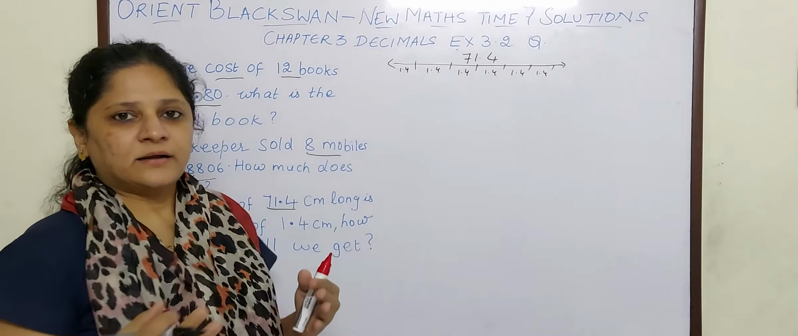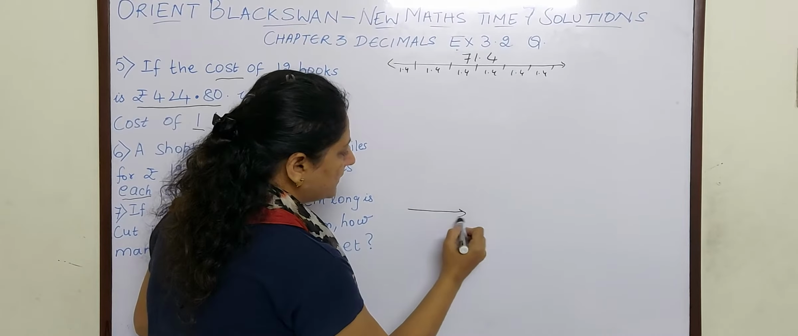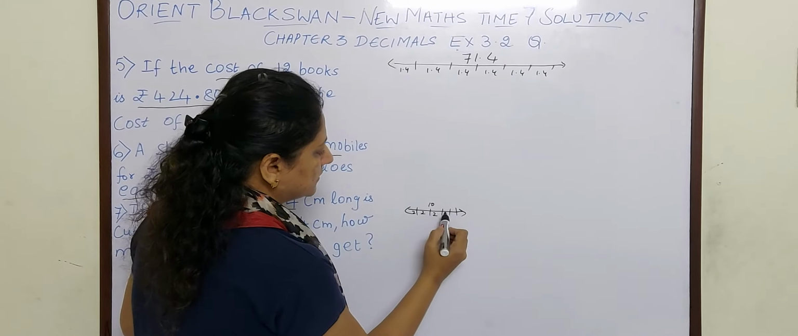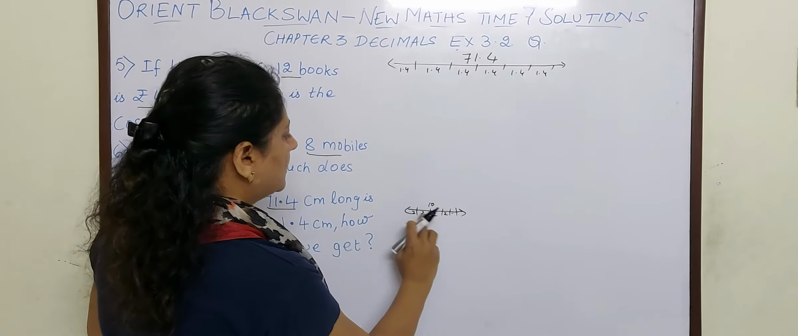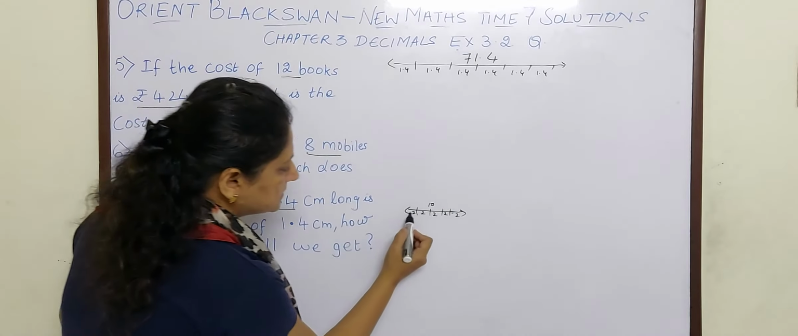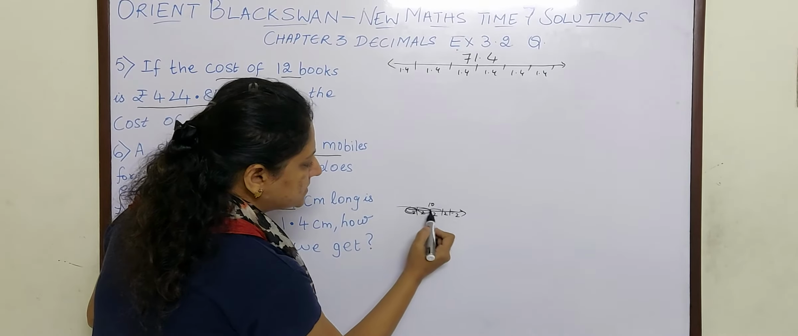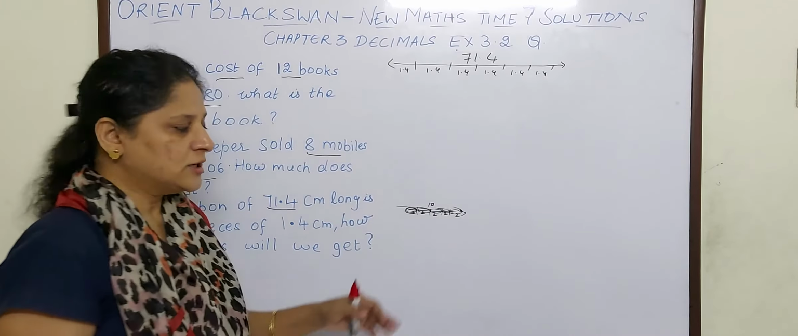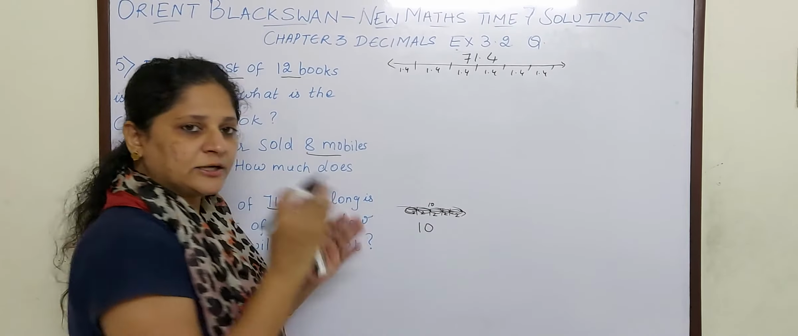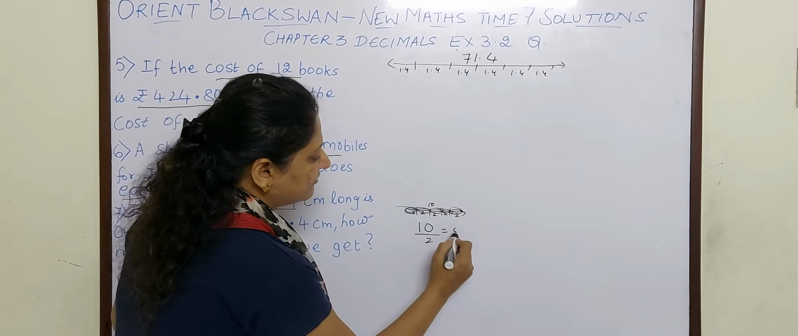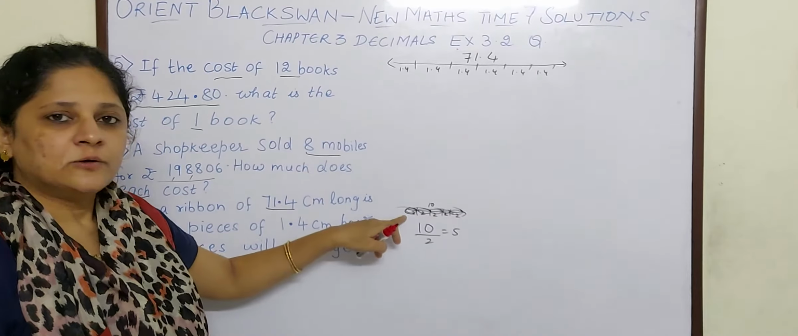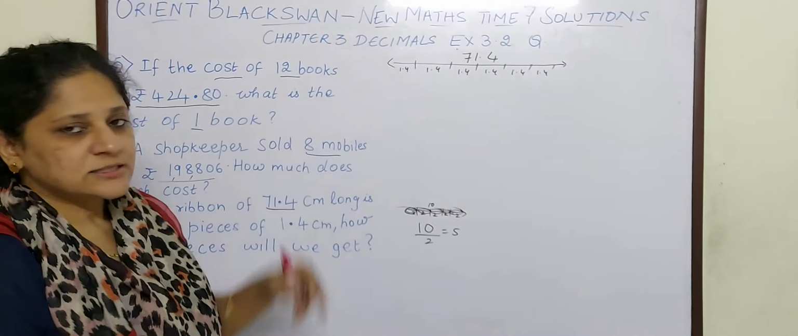So you can take an example. Suppose there is a small ribbon of 10 meter and you cut it into 2 meters each. So how many pieces are you getting? So this is one piece, 2 meters, second piece, third piece, fourth piece and fifth piece. So if there is a ribbon of 10 meter and you are dividing it into pieces of 2 meters, you will get 5 pieces. So what did we do? We divided the total length by the length of each piece. So let us do the same thing here.